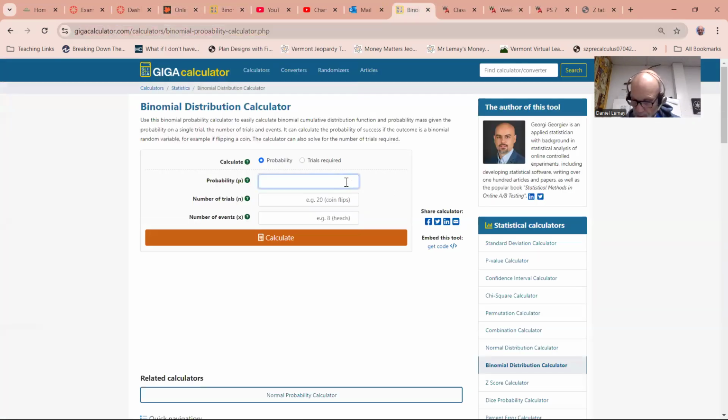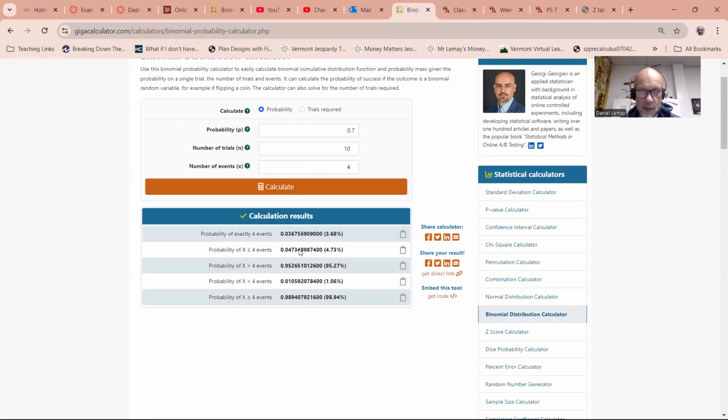and you'll put the probability as 0.7. We'll do number of trials is 10 and number of events is 4. And you click calculate, and then you're going to see all these probabilities. And so you got to decide which one you want. And because we want exactly 4, see how it equals 4? That's the answer that WebAssign is looking for.